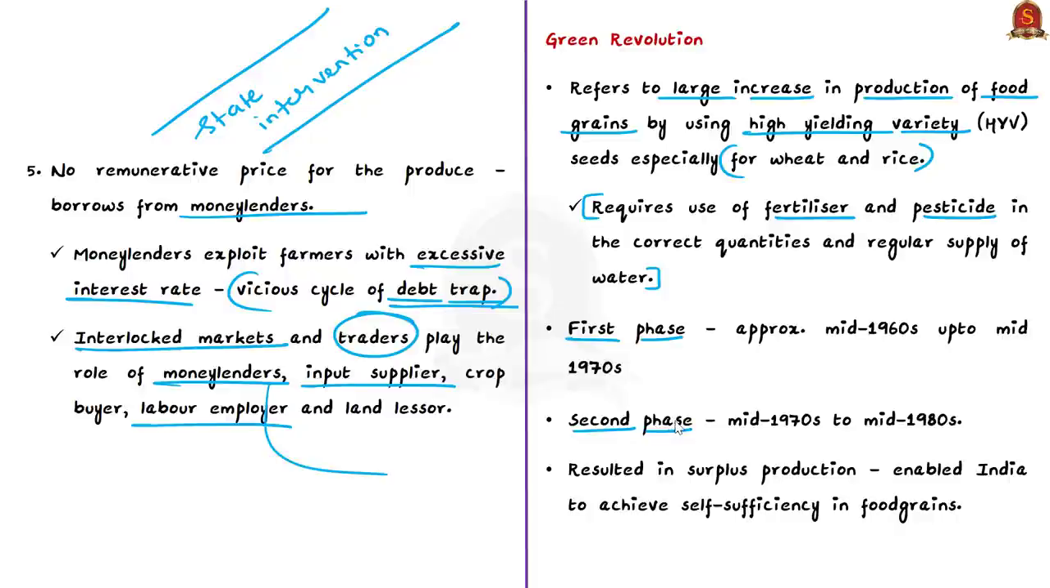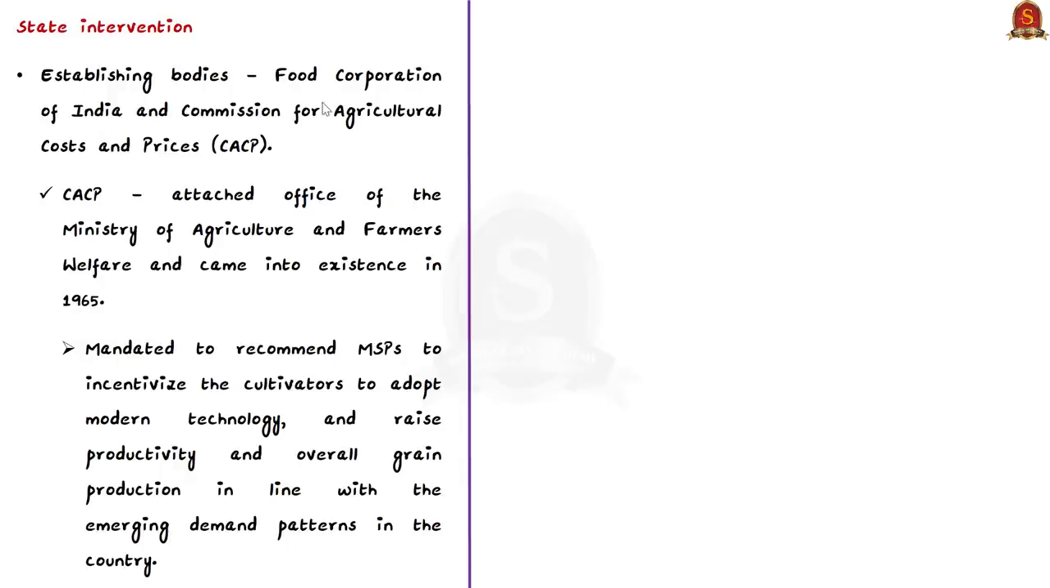The spread of Green Revolution technology helped in achieving surplus production, and it enabled India to achieve self-sufficiency in food grains from suffering from a ship-to-mouth existence. So to protect farmers from loss, the government established bodies that mainly include the Food Corporation of India, then the Commission for Agricultural Costs and Prices. We discussed the Food Corporation of India on 1st April.